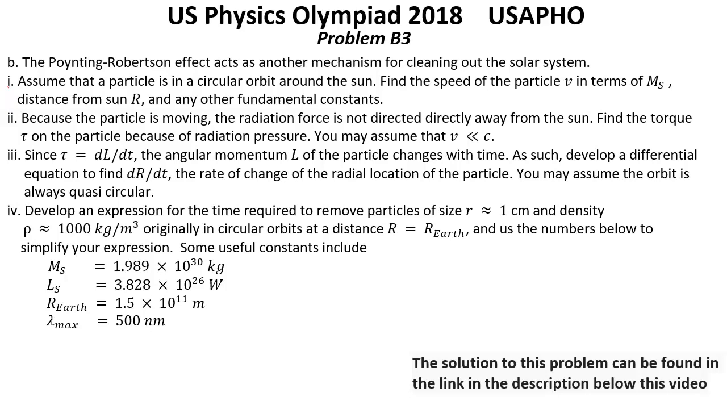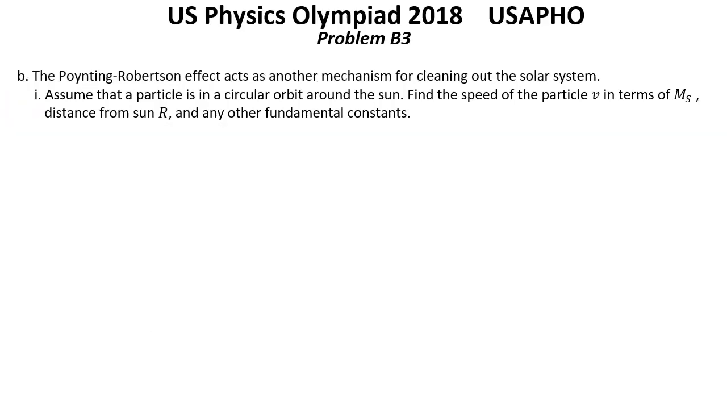IV. Develop an expression for the time required to remove a particle of size r about 1 cm and density 1000 kg per cubic meter, originally in circular orbit at a distance r equal to r Earth, and use the numbers below to simplify your expression. Some useful constants include these. Solution for questions in part B.